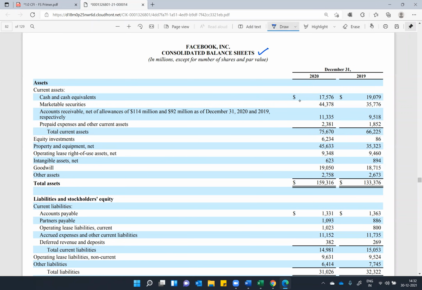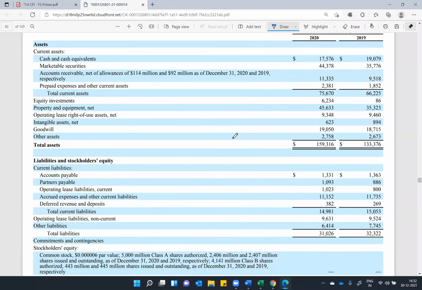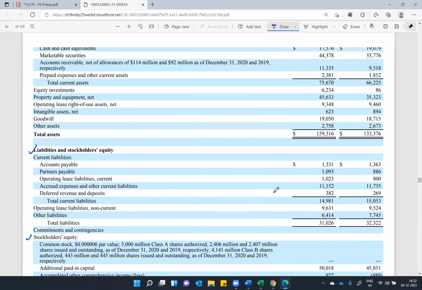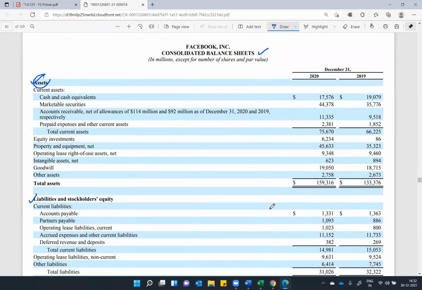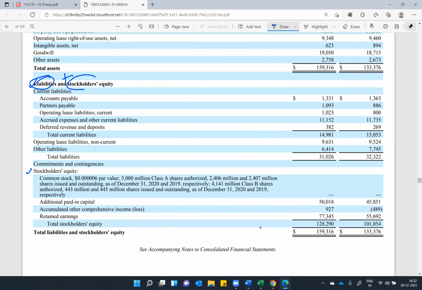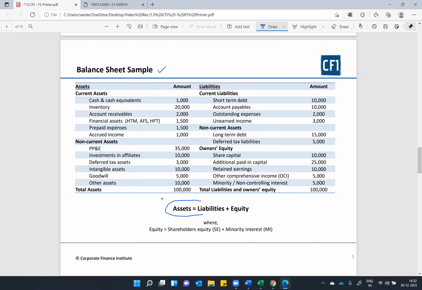So in balance sheet, we do have, as I told you, three things. One is asset, second one is liability, third one is shareholder equity. So balance sheet is structured in such a way that your assets are equal to liability plus equity. As you can see here also, the assets are matching the liability plus equity. So this is the asset side and this is the liability side, where you also have the owner's equity.